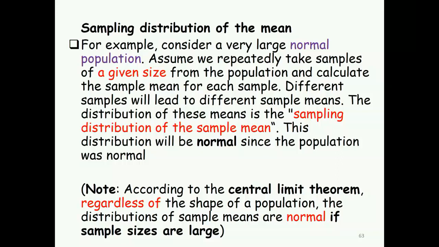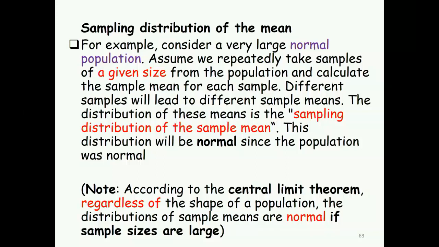I can make a sampling distribution. This distribution will be normal. So if the height of the whole class is normally distributed, the population is normally distributed. I take 10 students and ask their height, another 10 students, another 10 students, so many different samples. I calculate the mean height for each. If I try to distribute them, they will look like a normal distribution. Why?